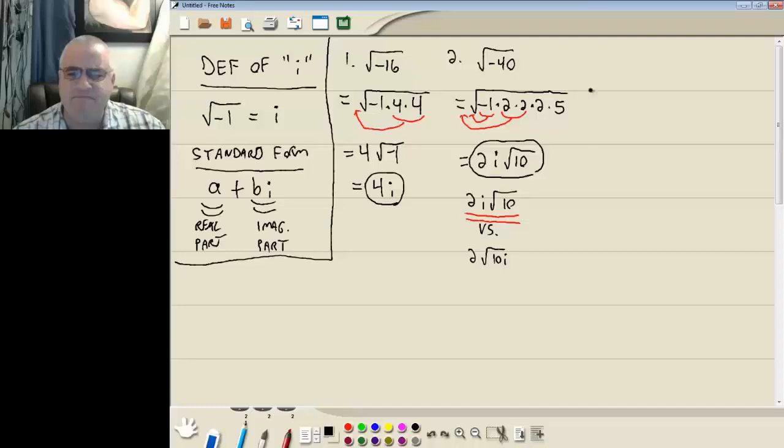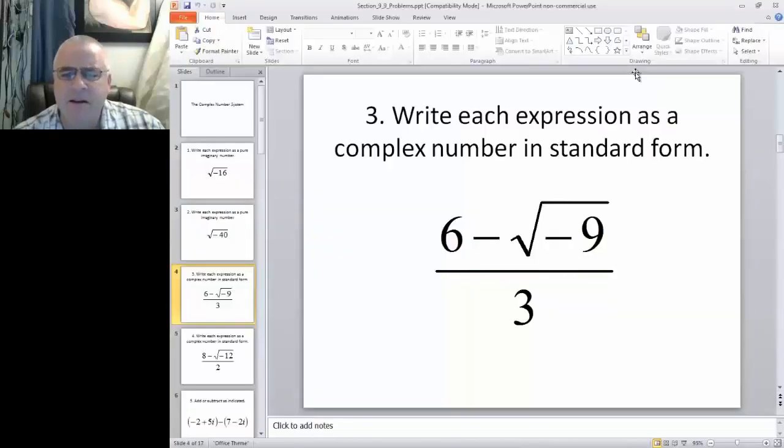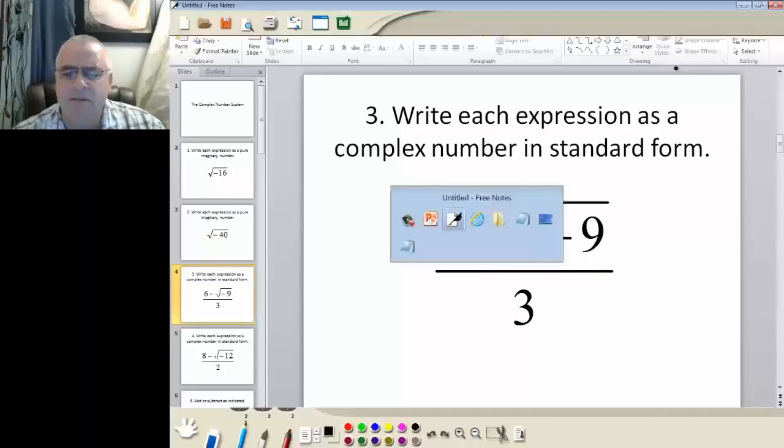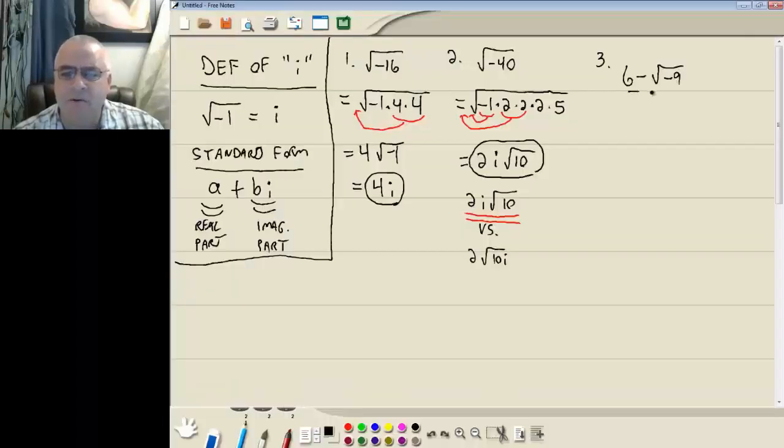Let's take a look at this one. We've got 6 minus the square root of -9, all over 3. Now this form we're going to see pops up in the quadratic formula. So they introduce it here to get you used to how to handle it when it's of this form and you have an imaginary part. Well, no matter what, whenever you run across a radical, you always simplify it. So let's start there.